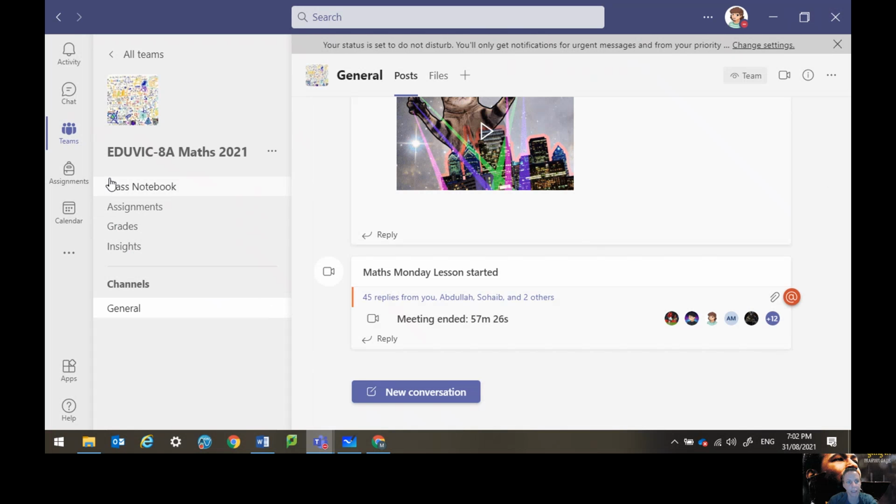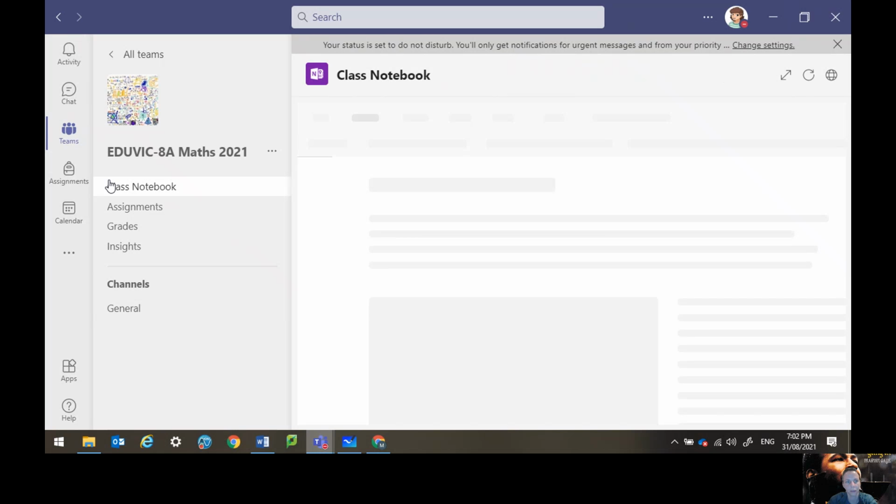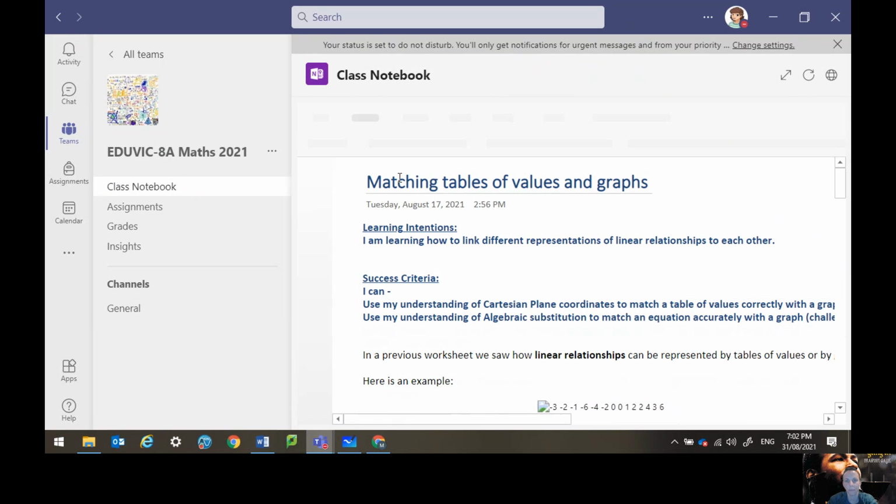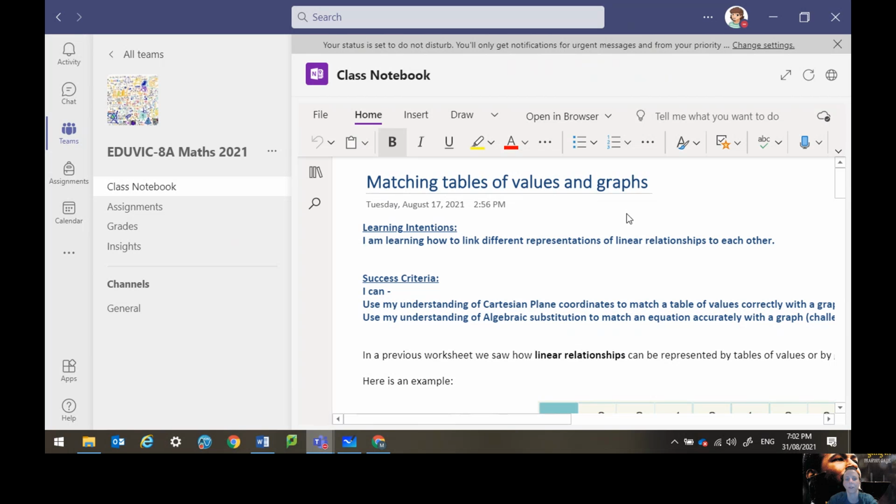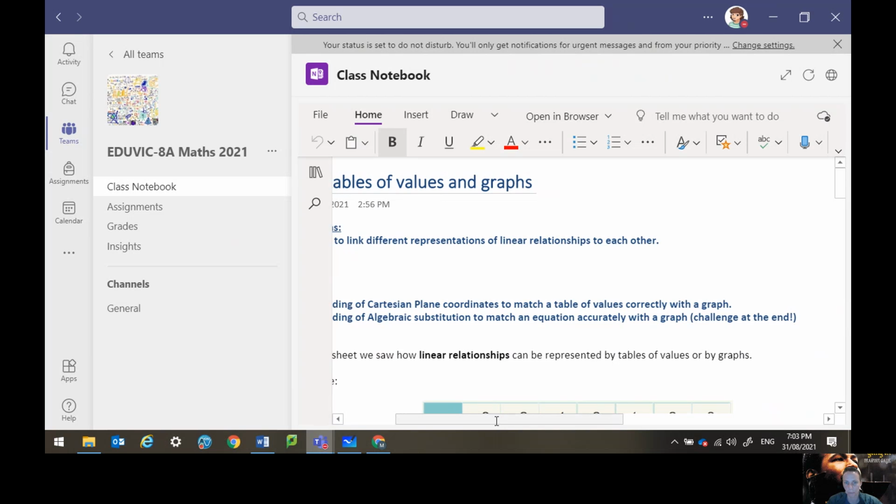Okay, so in the class notebook, we are looking at matching tables of values and graphs. So you're learning how to link different representations of linear relationships to each other. Remember, that's the big picture of this topic. The first success criteria is to use your understanding of Cartesian plane coordinates to match a table of values correctly with a graph.